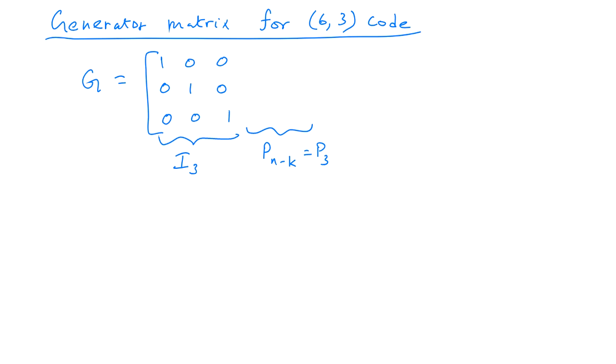First of all, it should not be all zeros. None of the rows of the P matrix should be all zeros. It should not be repeated, and it should have at least 2 ones in it. So with that condition, we can choose them as 1, 1, 0, 0, 1, 1, and 1, 0, 1. So that is now our generator matrix.